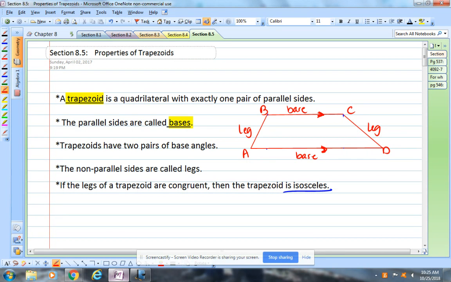The two that are parallel are called the bases, and they make base angles. So the two base angles would be the ones where the base connects to the legs, okay? The sides that are not parallel are called the legs. If the legs are congruent, then you have what is called an isosceles trapezoid. And we will do some properties with isosceles trapezoids here in a minute.